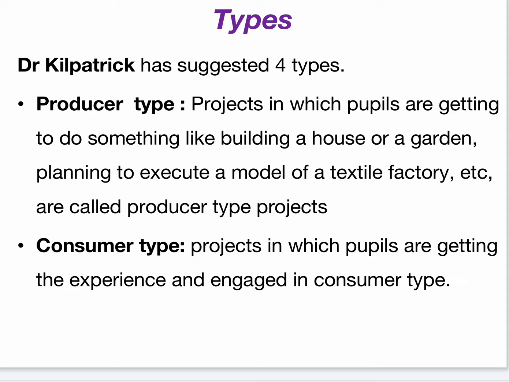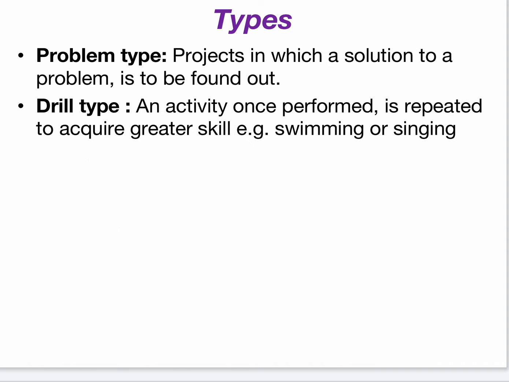The next is consumer type. These projects are in which people are getting the experience and engaged in consumption. So usually they visit an area or they go to a particular area in which they get an experience regarding the phenomenon that is happening over there. The next is problem type. So these projects are in which a solution to a problem is to be found out. So basically it is a problem solving method in which students are given a scenario and they have to come up with solutions to that particular problem.